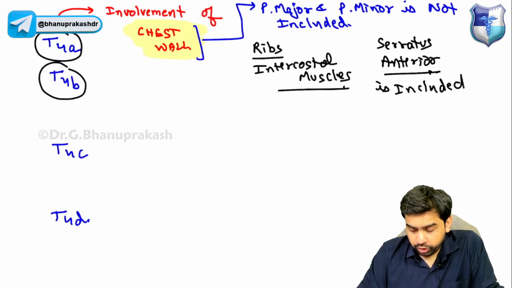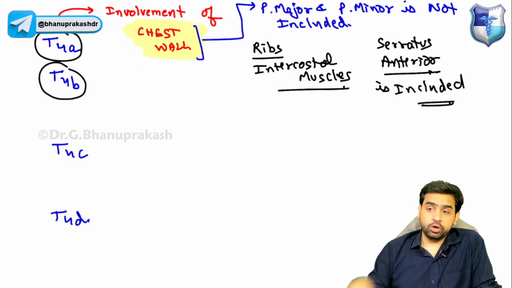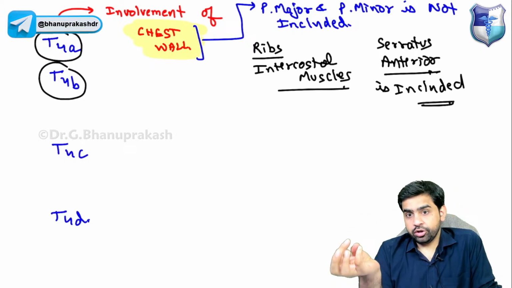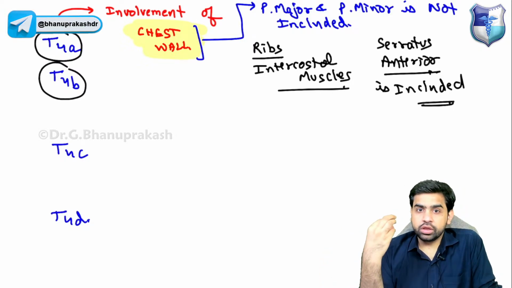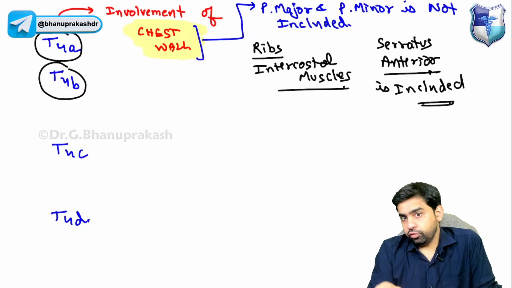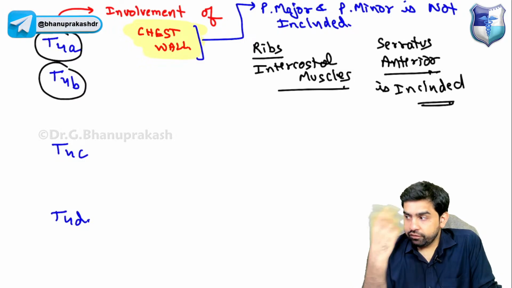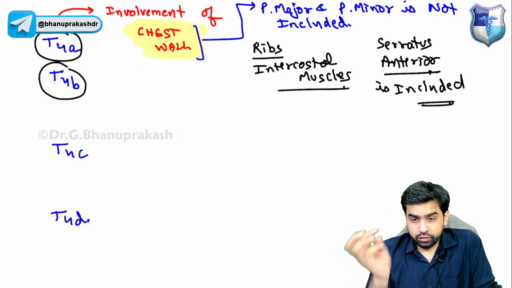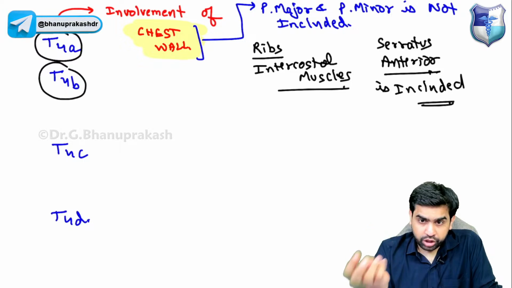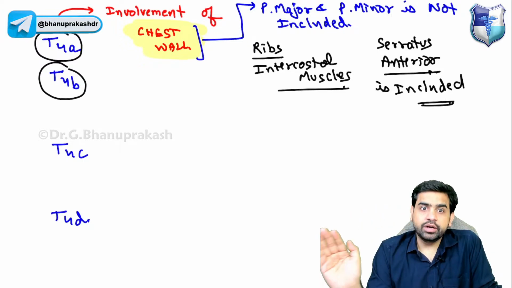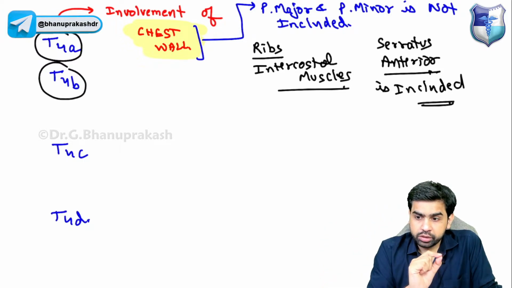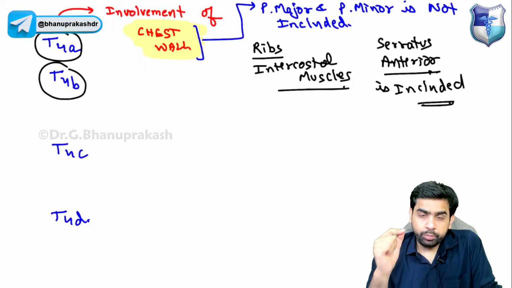Do you understand my point? If there is a question which says there is a 4 centimeter breast tumor involving the ribs, then it is T4A. It is not T2. And if there is a 4 centimeter breast tumor involving the pectoralis major, it is still T2. It is not T4A. I hope you have understood this point. T4A is involvement of the chest wall.